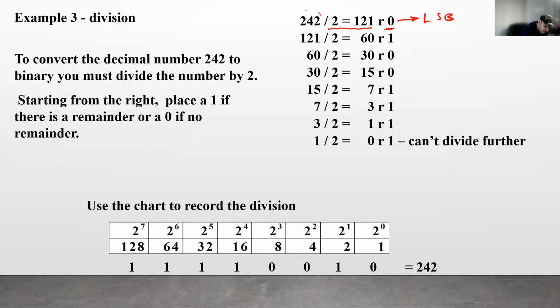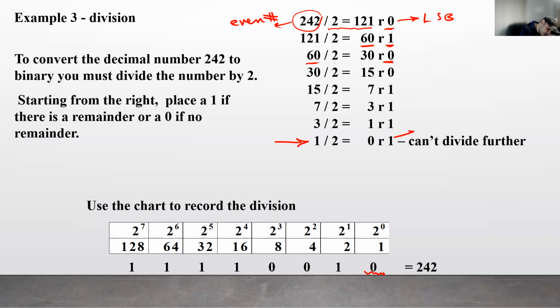It's always, if you have an even number, the least significant bit will be 0. So all the time like this. If you have odd, it will be all the time 1. 121 divided by 2 will give you 60, and the remainder is 1. Then 60 divided by 2 will give you 30, and the remainder is 0, and so on until you reach that final step here, when you reach a result of 1.